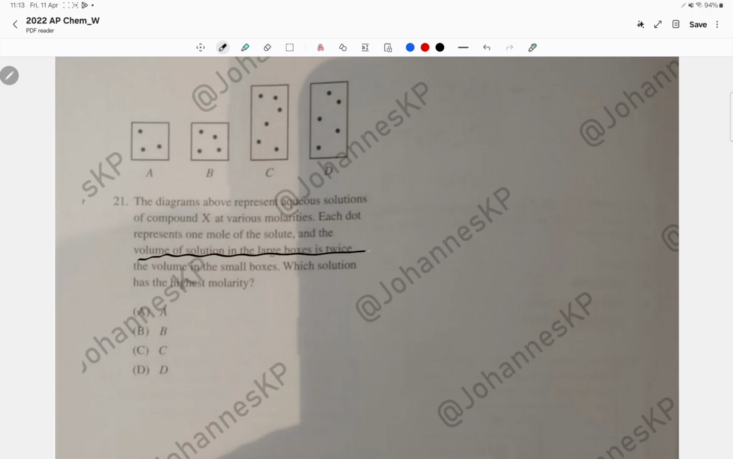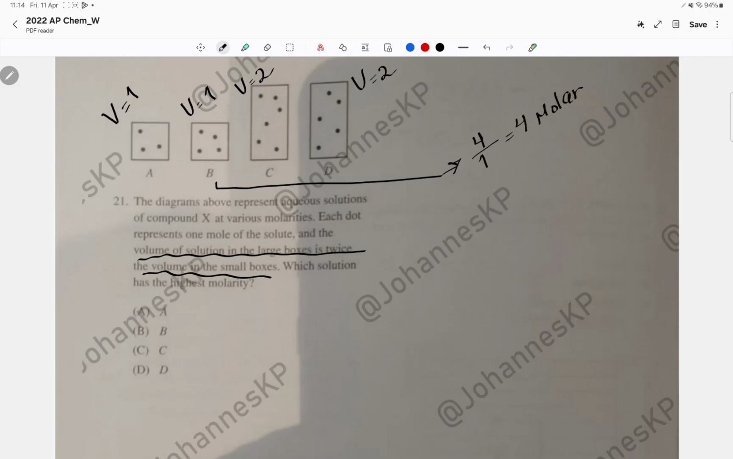The volume of the solution became twice as big. So what does that mean in terms of molarity? Twice as big? The volume. Molarity will go down, right? Yeah. So look, let's just assume here the volume is 1. Isn't it B? Based on what? I just looked at it. You're right, it is B, because we have 4 moles, because we have 4 dots over 1. You get 4 molar, which is the most molarity basically. Okay? Very good.